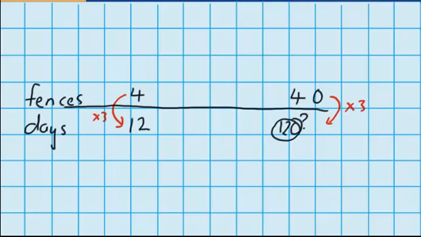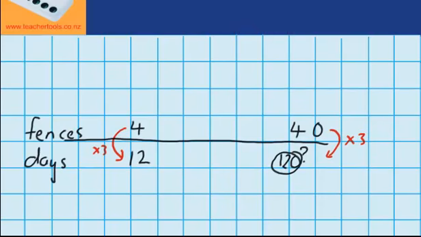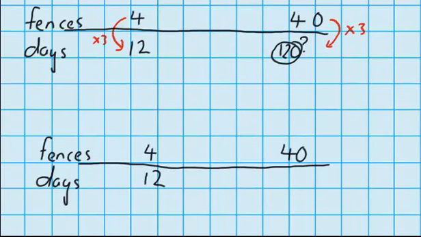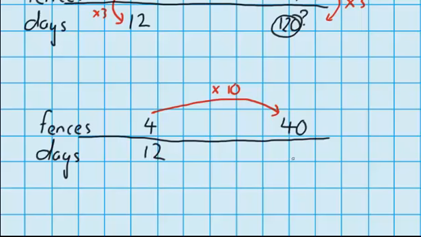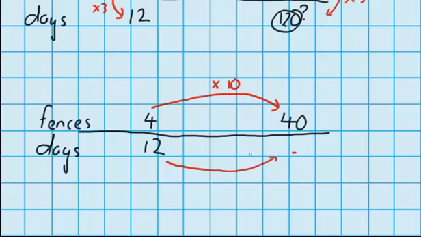Let's just see what this question would have looked like if I tried to use the between strategy. Well, you can see down here I've got all the same information written out, except now instead of looking for a relationship between these two numbers, I'm looking for a relationship between these two numbers. Well, I can see that 40 is 10 times bigger than 4, so I could say 4 times 10 equals 40, which means this number here is also going to have to be 10 times bigger. So I'm going to draw another arrow and times 12 by 10. And I know that 10 times 12 is 120.